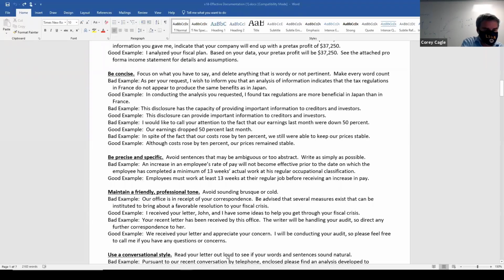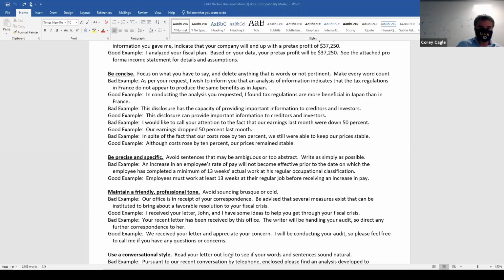Here's a bad example: an increase in an employee's rate of pay will not become effective prior to the date on which the employee has completed a minimum of 13 weeks actual work at his regular occupational classification. This is the kind of junk you see, right? People write mess like that. I don't know what the heck that means, and anybody else reading it's not going to know either. That's something you have to keep in mind as you're communicating with anybody: are they going to understand this?